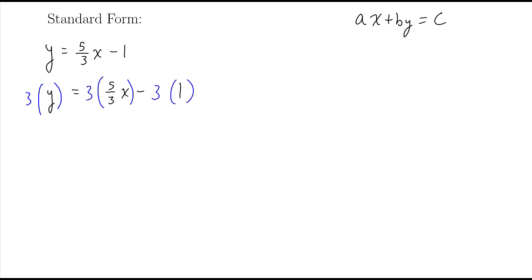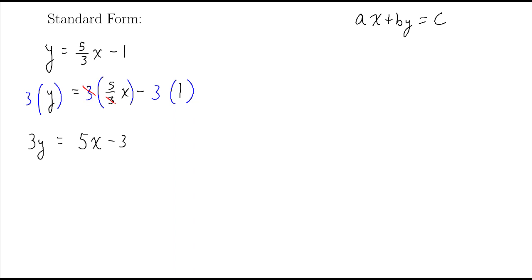Now, 3 times y is just 3y. 3 times 5/3, we've done this already: the 3's cancel and leave me with 1 times 5x, or just 5x. And then 3 times 1 is 3. So 3y equals 5x minus 3.